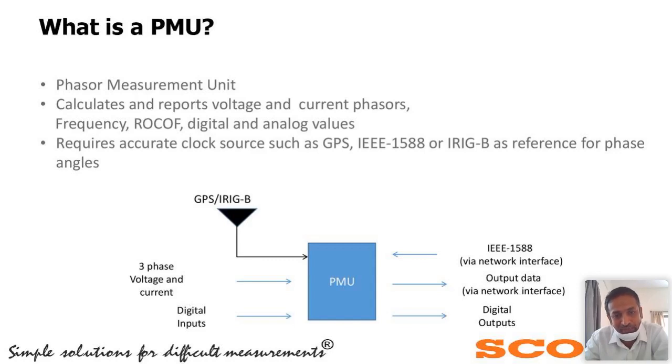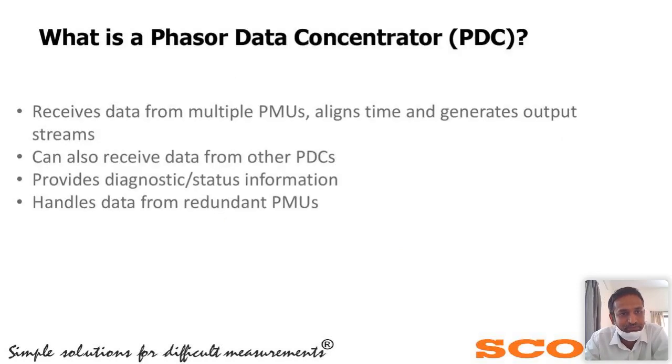So that is very important. PMU should have that, and PMU should also have digital outputs, digital inputs, and three-phase current and voltage inputs. So what it will do, it takes the CT/PT inputs and sends those data to the PDC on C37.118. That is the protocol which is used for sending the PMU data to the PDC.